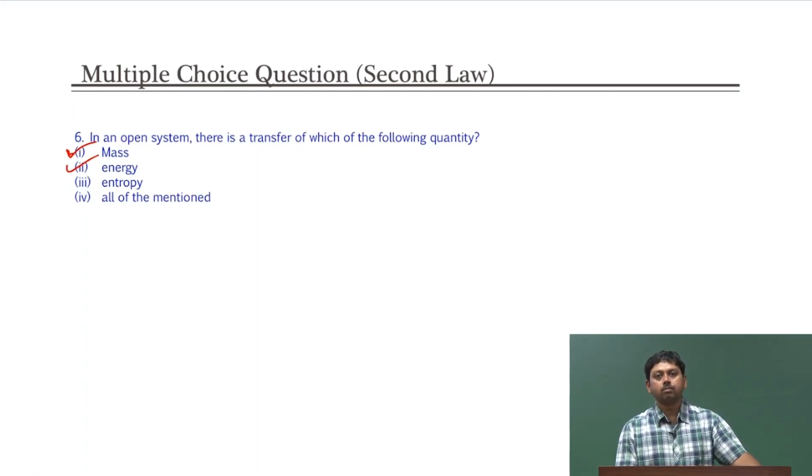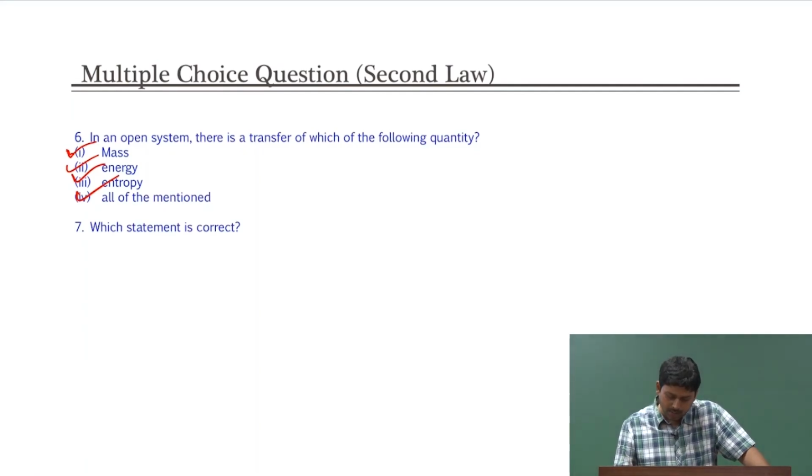Now, there may or may not be change in entropy, it depends on the process. So, when you are talking about a particular system, it has a particular entropy, because entropy is a state function. An open system allows the change in mass, change in energy, and of course, change in entropy, because even an isolated system allows change in entropy, right. So, I would say all the above mentioned.